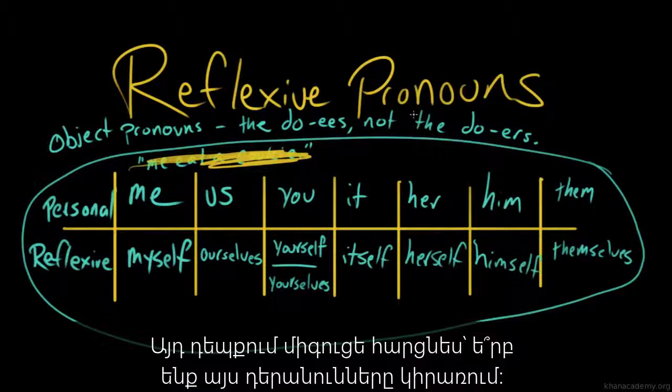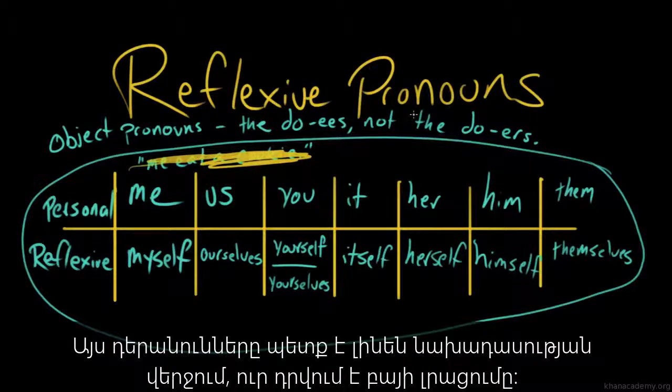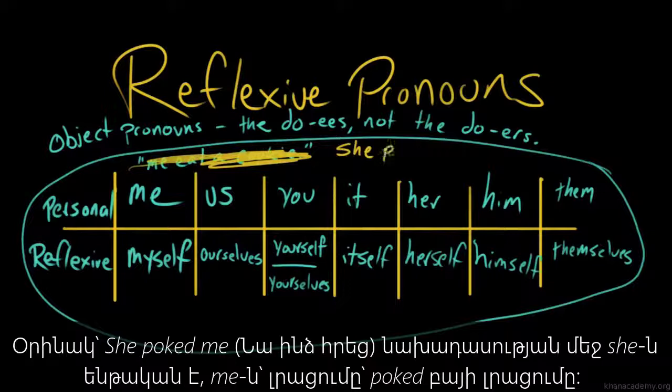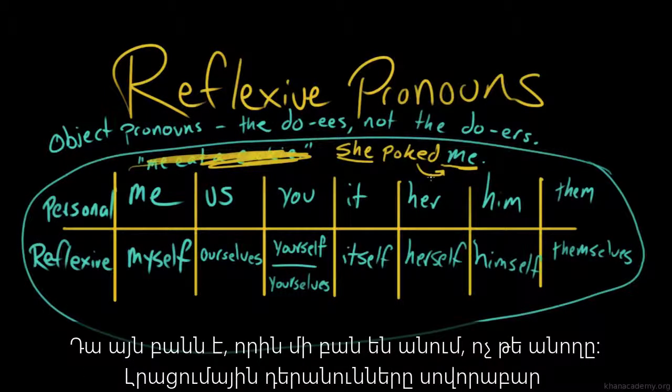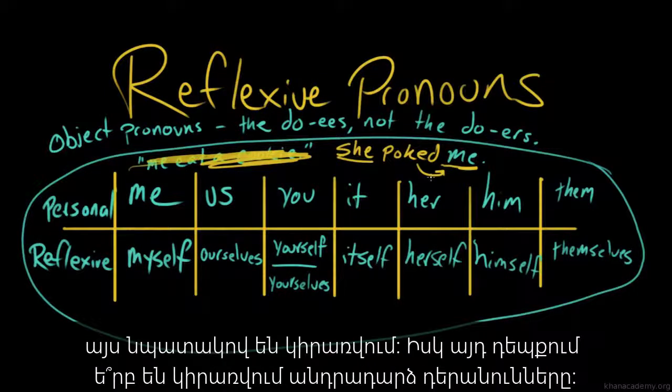So the place for these object pronouns to go is in the back end of a sentence, what we call the predicate, where the object of the verb lives. So, for example, she poked me. She is the subject of the sentence, and me is the object. It's the object of the verb poked. It is the doee, it is the thing that something is done to, and not the doer. So that's when you'd use object pronouns generally.